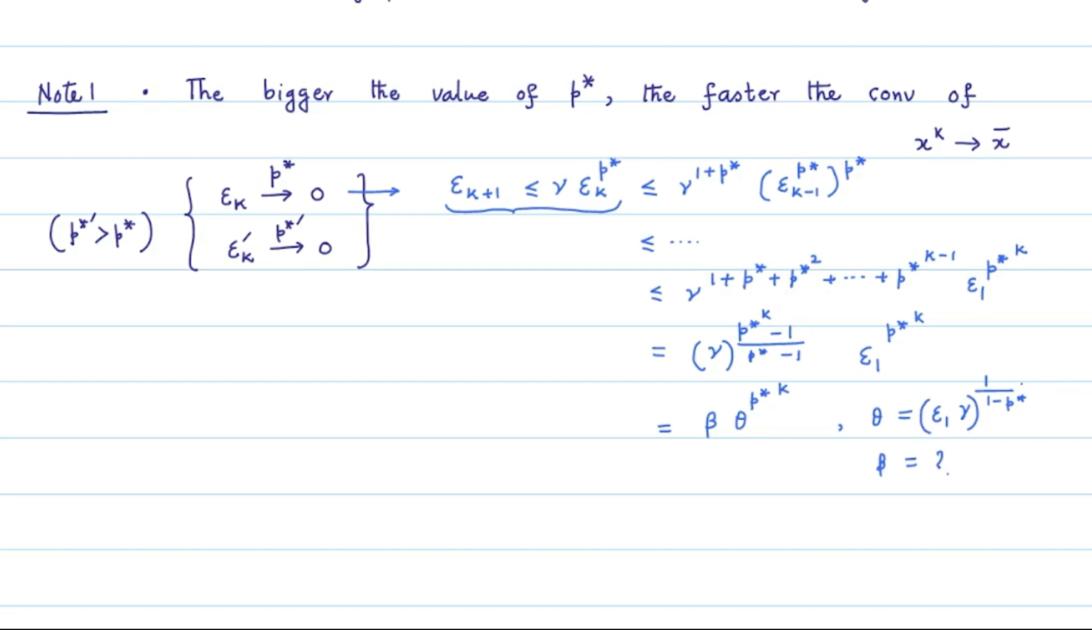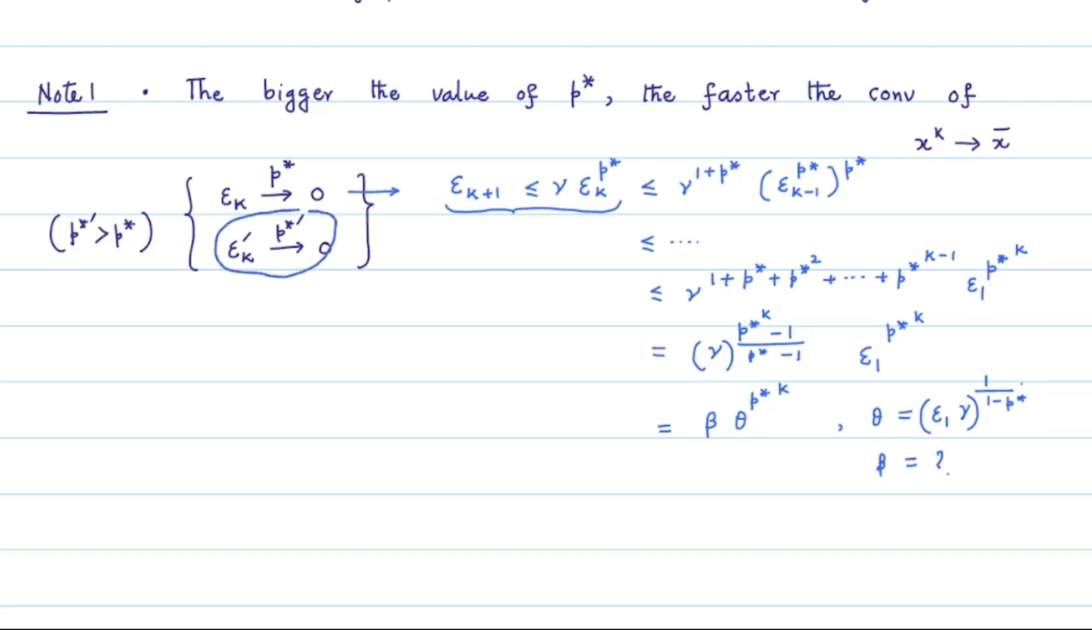Now certainly this theta can be assumed to be less than 1 because the sequence epsilon k is converging to 0. So after a certain index number k naught, we certainly have epsilon k naught times a positive constant that is less than 1. Without loss of generality, we can start our sequence with the first element epsilon 1 to be epsilon k naught, and then we can realize that this theta is certainly less than 1.